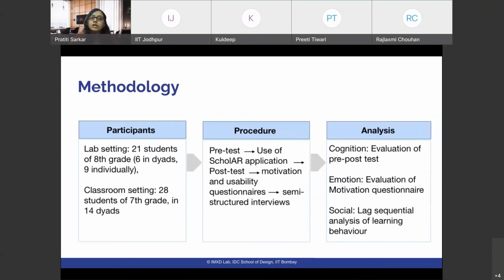So with this design we did two sets of studies. One was in the lab setting and one was in the classroom setting, and we tried to analyze from the point of view of cognition, emotion, and social aspects of learning to see how the students were absorbing the designed activities and how they were responding to them. For that we followed a certain procedure, which involved a pre-test, a post-test, certain questionnaires on motivation and usability, and we also had semi-structured interviews.